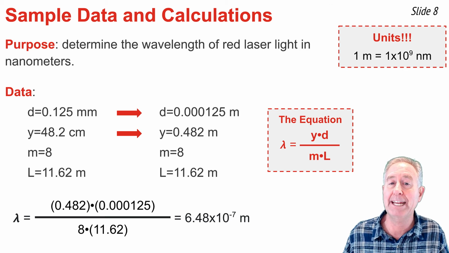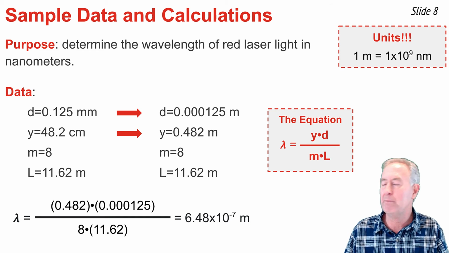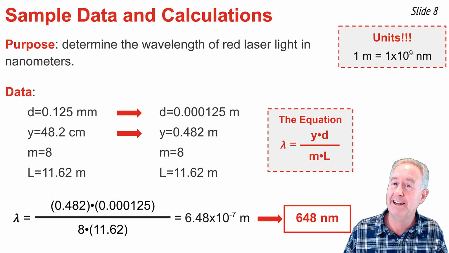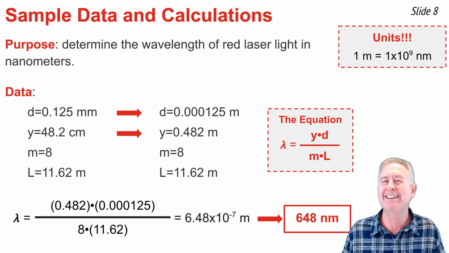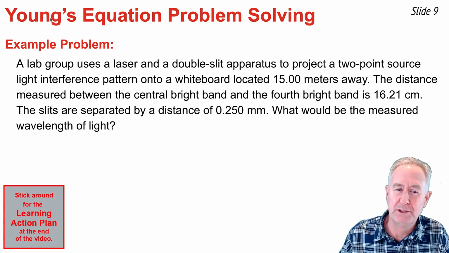I need to have it in nanometers, a billionth of a meter. And so I take my answer in meters and I multiply by 10 to the 9th, and I end up with 648 nanometers. Let's do one final example, but this time as a physics word problem.